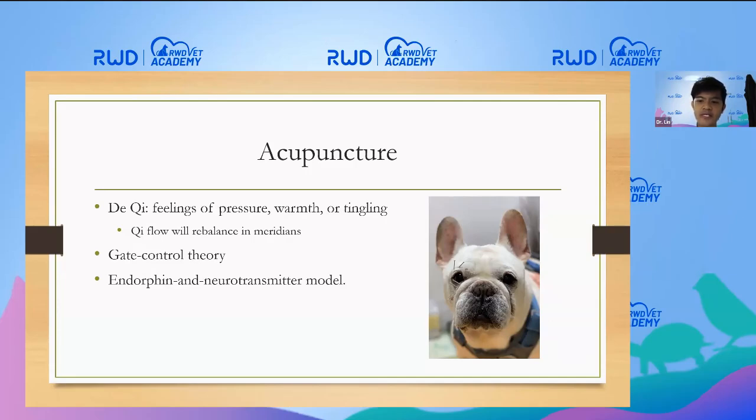Many theories to explain how acupuncture works have been proposed, including the gate control theory of pain and the endorphin and neurotransmitter model. Acupuncture may modulate transmission of pain signals and alter release of endogenous endorphins and neurotransmitters, resulting in physiologic changes.